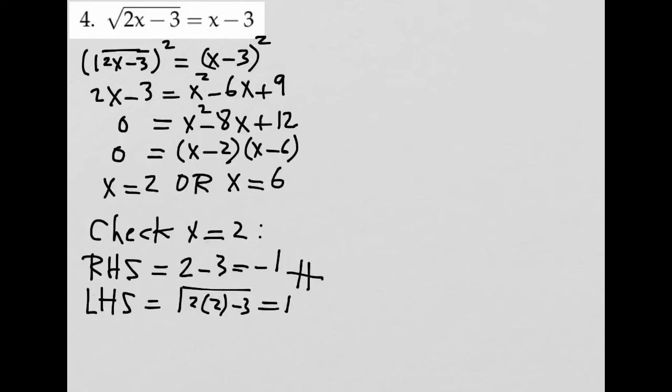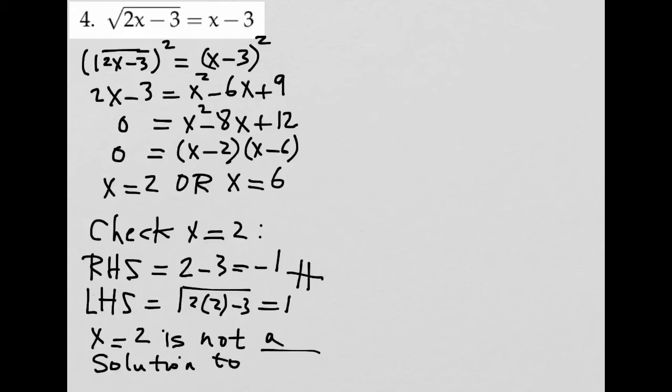So, x equals 2 is not a solution to our original equation, square root of 2x minus 3 equals x minus 3. So x equals 2 is ruled out. Now let's check whether x equals 6 is a solution to our original equation.